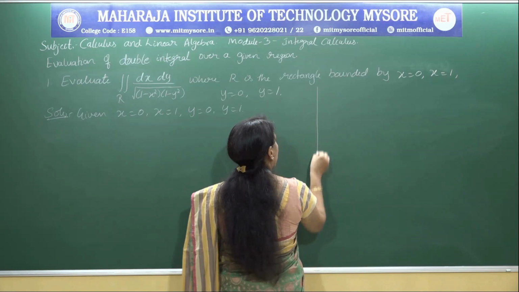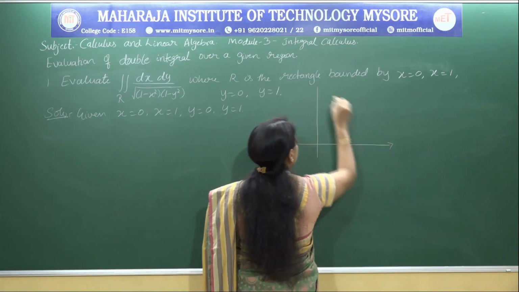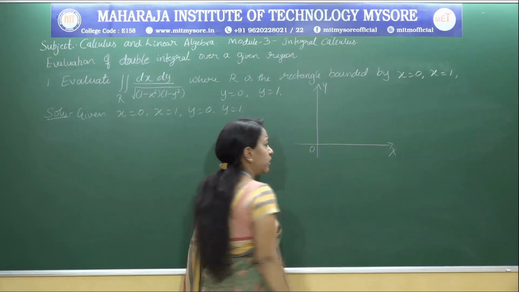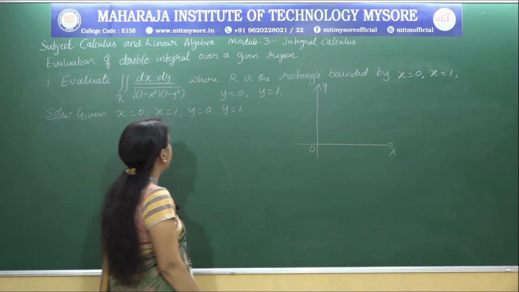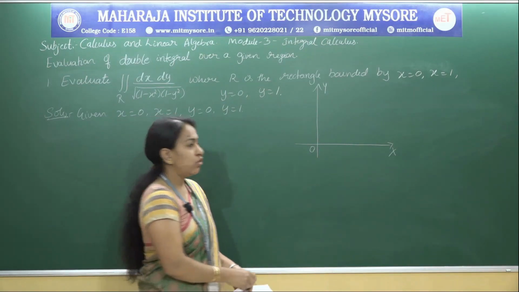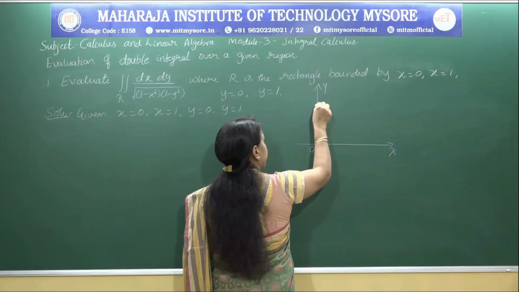So consider a coordinate axis, where we have the x and y axis, and this is our origin, we know that. And we know that x equal to 0 represents the equation of the y axis.